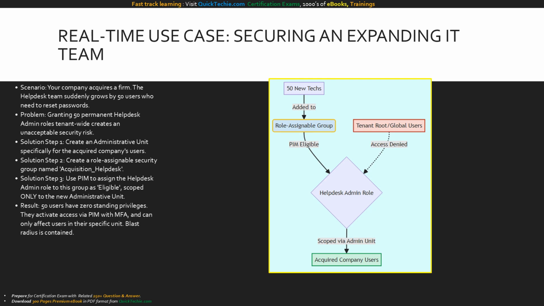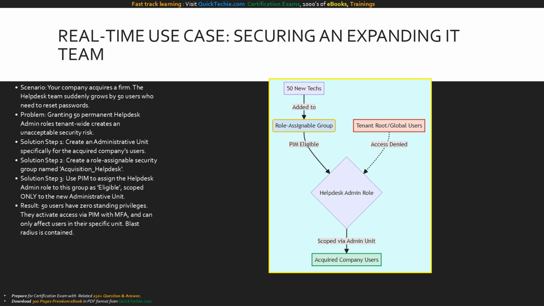Let's apply everything we have learned to a real-world scenario. Imagine your company just acquired another firm, and overnight, your IT help desk expands by 50 new technicians. They need to reset passwords. If you grant 50 people permanent help desk admin rights across your entire global tenant, your security team will rightly panic. The attack surface is too large. Here is how we use our tools to solve this.